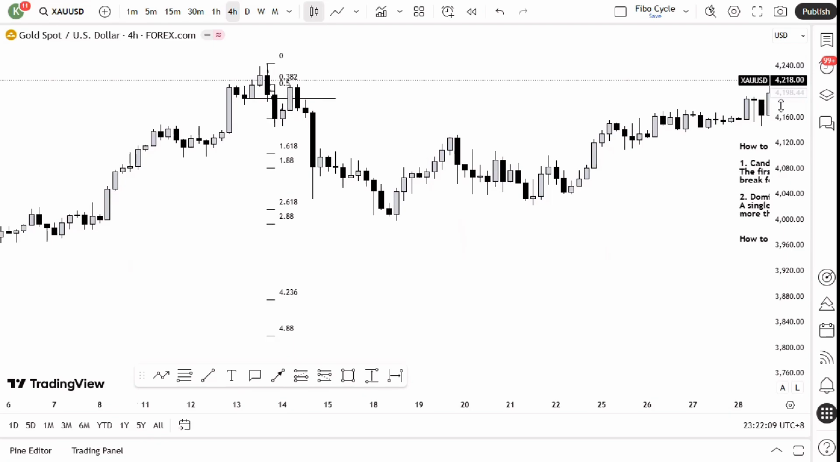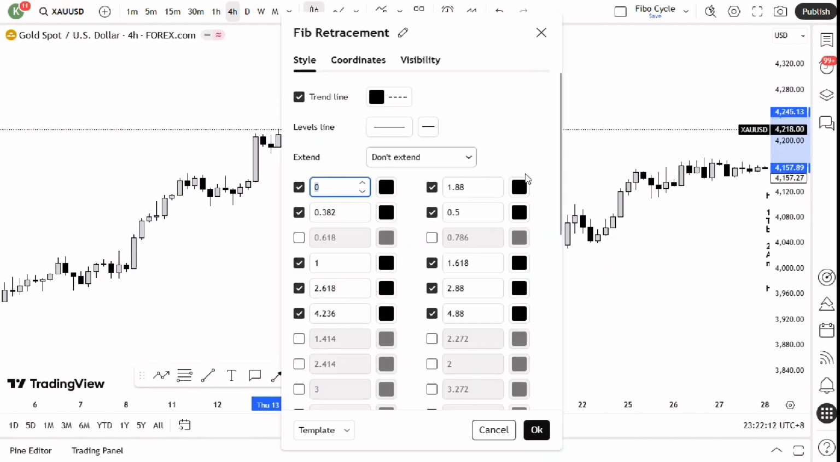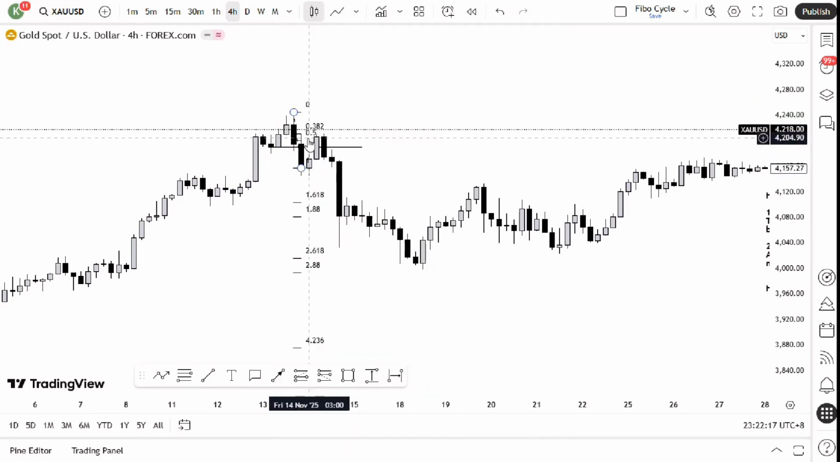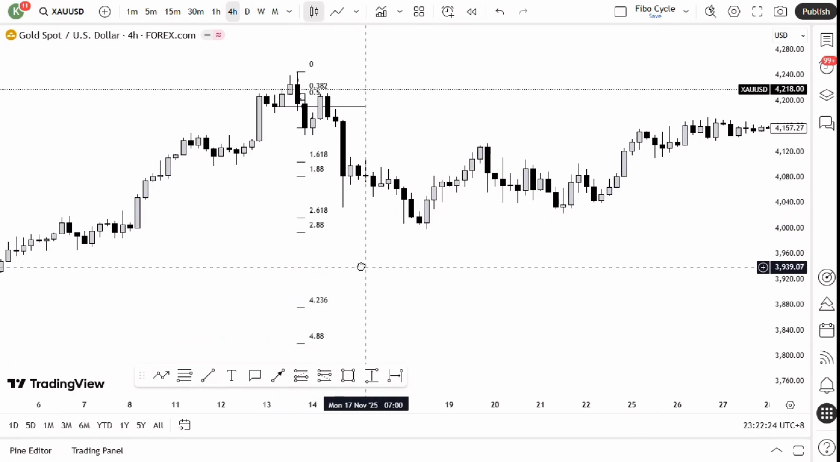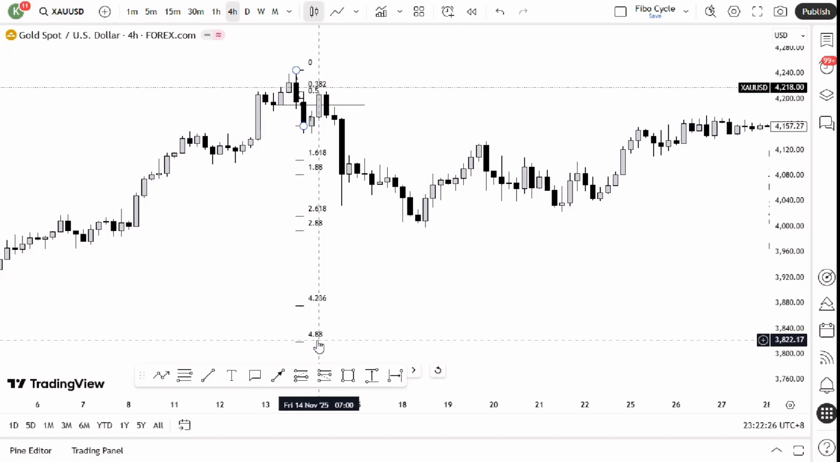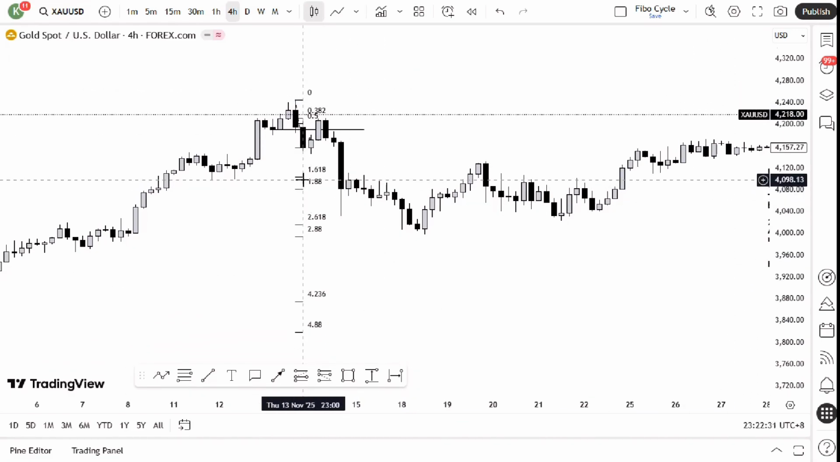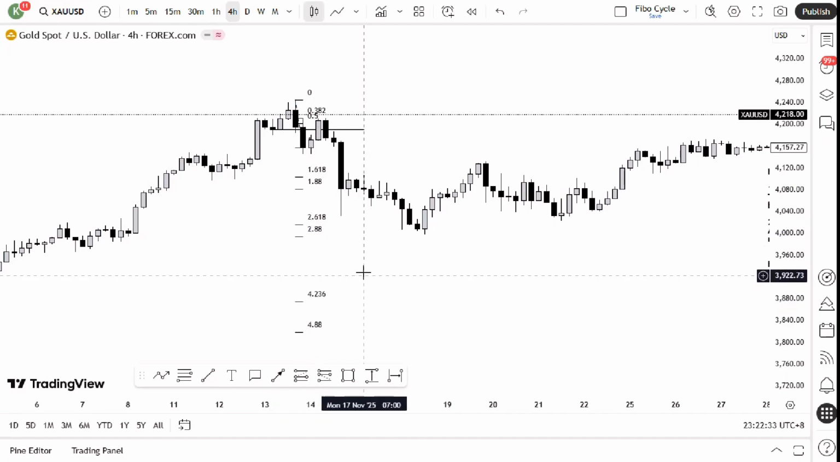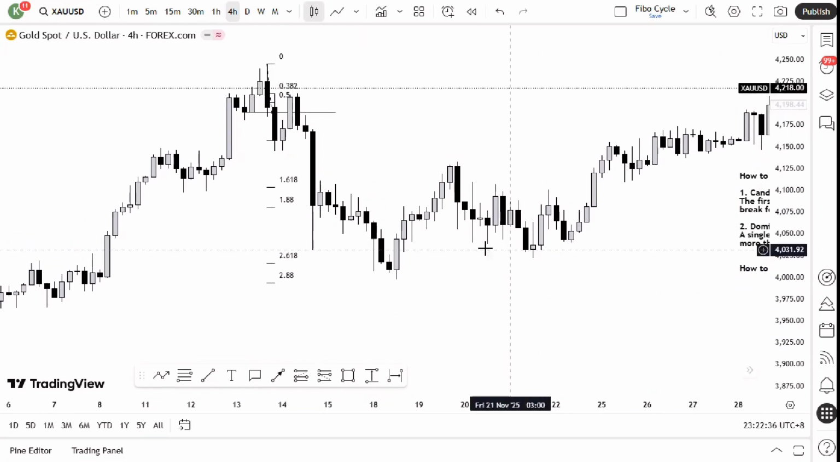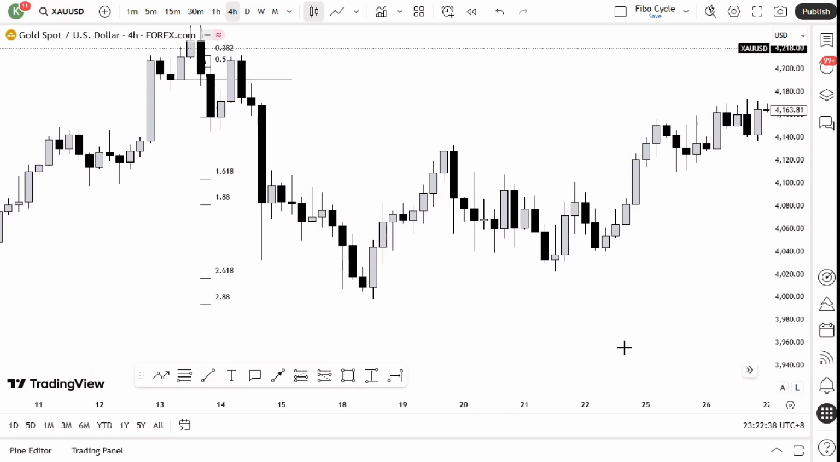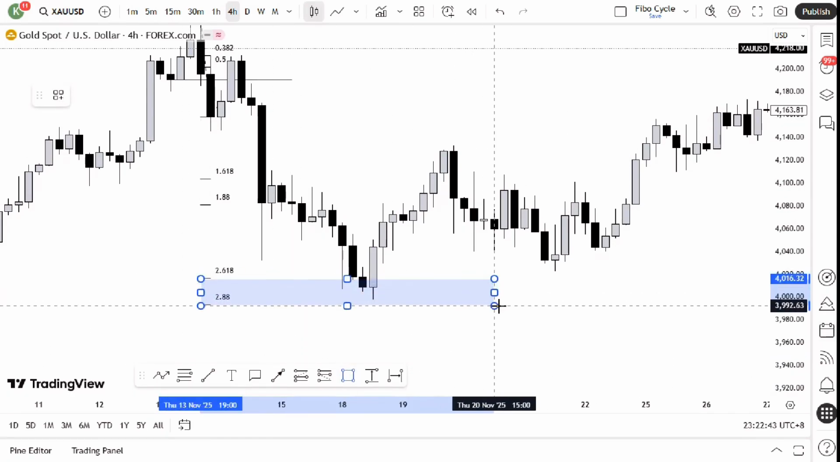These are the Fibo levels, if you want to take note of them: 0, 0.382, 0.5, 1.618, 1.88, 2.618, 2.88, 4.236, 4.88. Or in simple terms, we can call them 161, 261, and 423. In this scenario which we are seeing in this chart example, we can see that price respected 261 because it reversed from 261.